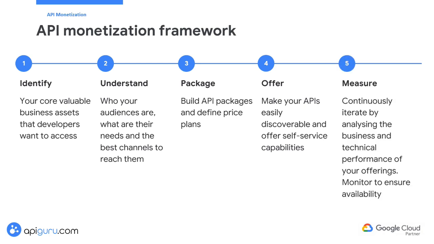Finally, measure your success. Continuously analyze your API's business and technical performance. Track usage patterns, monitor performance, and gather feedback to make improvements. Ensure high availability and reliability. These factors are crucial to retaining your customers and scaling your API's success.